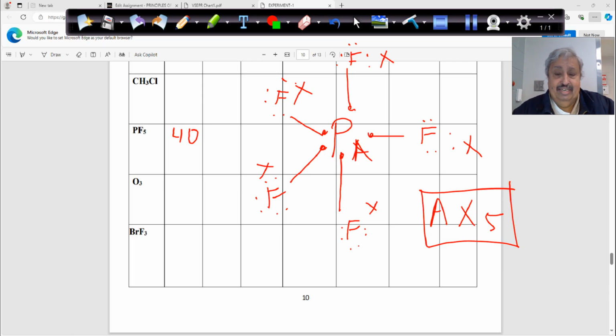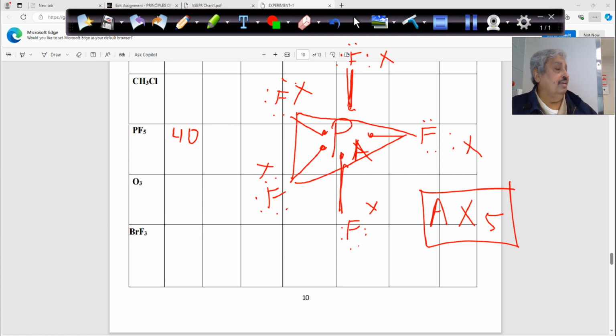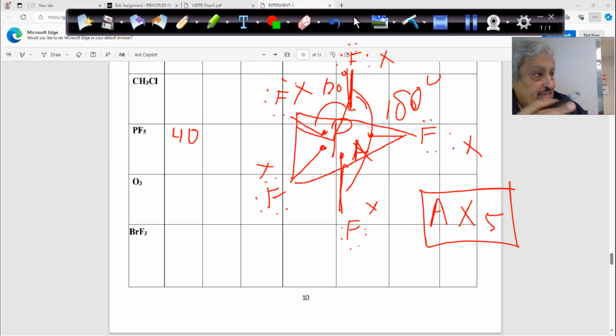And as you can see, this looks like a triangle, correct? Look at this. That's the base, and if you look at the angles, they will be different. So here is linear, 180 degrees, in the horizontal one. But then if you look at this here, that's like a triangle, around 120 degrees. So those types of molecules will have two angles within themselves, correct?